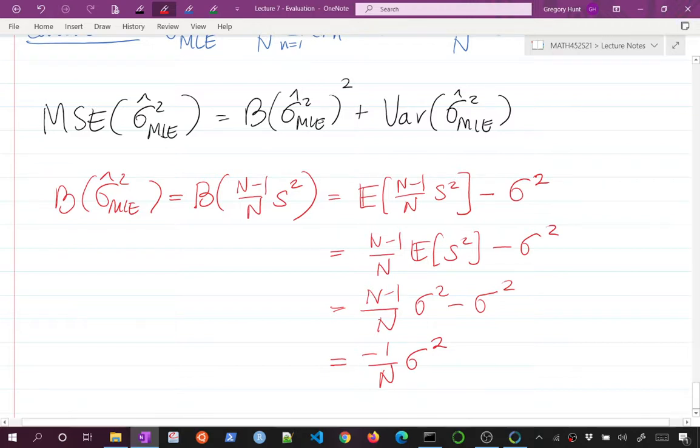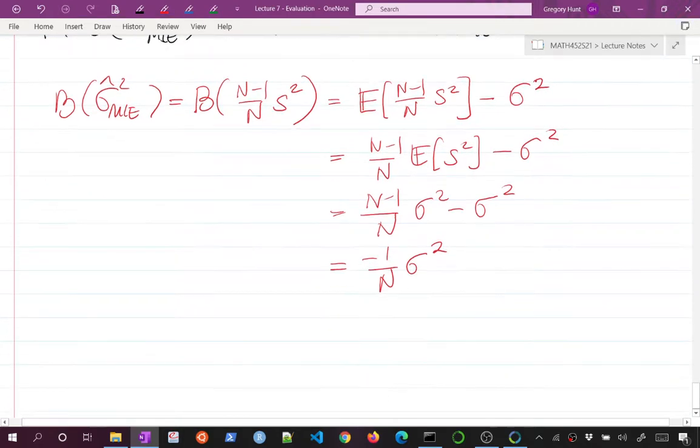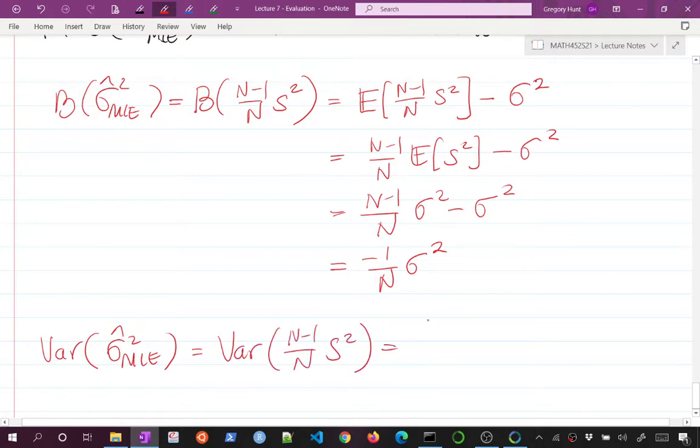Notice when we calculate MSE, we square it, so the negative goes away, so nothing weird will happen. We can also ask for the variance of this MLE. And the variance of this thing, we can play the same trick. It's n minus 1 over n times s squared. We can pull that out: n minus 1 squared over n squared, variance of s squared.